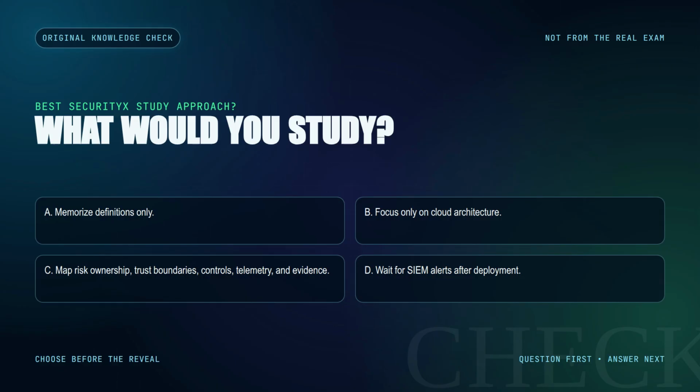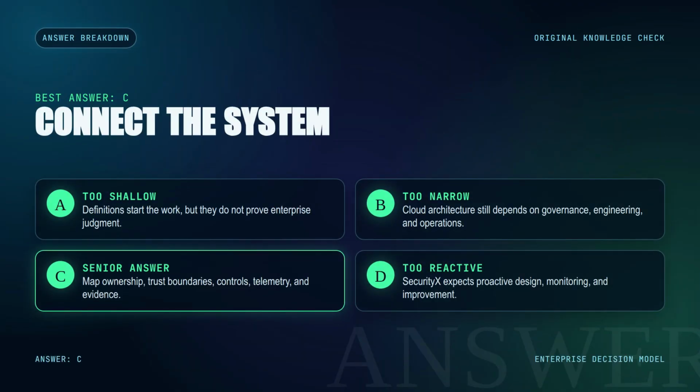A. Memorize the definitions of containers, APIs, encryption, SIM, and compliance. B. Focus only on the cloud architecture domain because the system is hosted in cloud. C. Map the workload across governance, architecture, engineering, and operations. Identify risk ownership, data flows, trust boundaries, control implementation, automation, telemetry, and evidence. D. Wait until after deployment to review logs and fix anything that appears in the SIM.